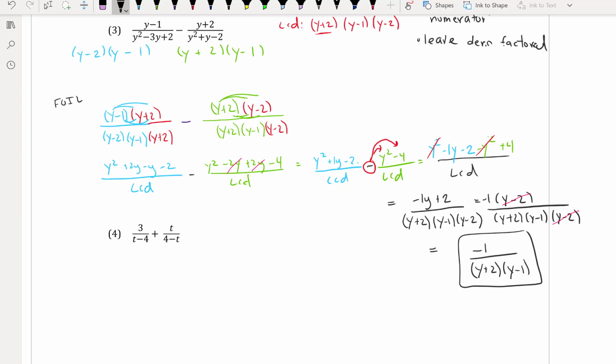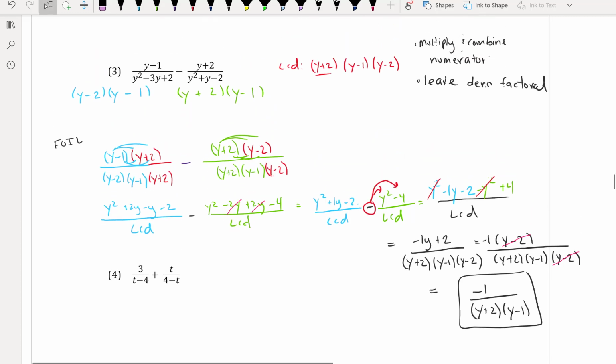So that was a bit of a long problem, but it was doable, okay? So I really want to make sure that I multiply and combine in the numerator and leave the denominator factored as much as possible, okay? And I tried to color code it so that the first fraction was blue and the second fraction was green, so you can keep track of my steps that I'm doing.